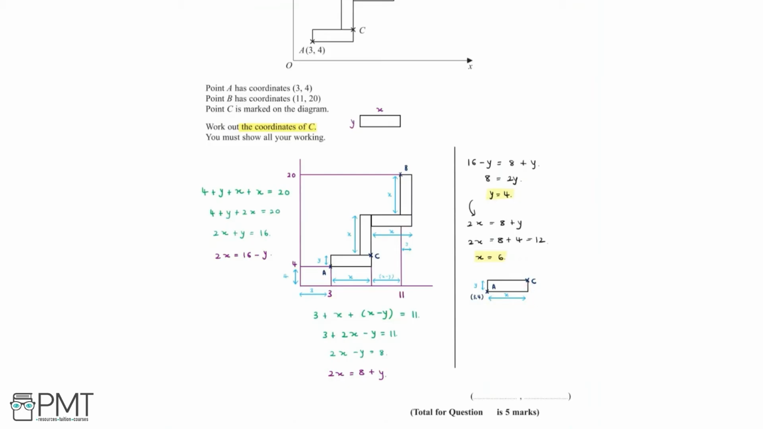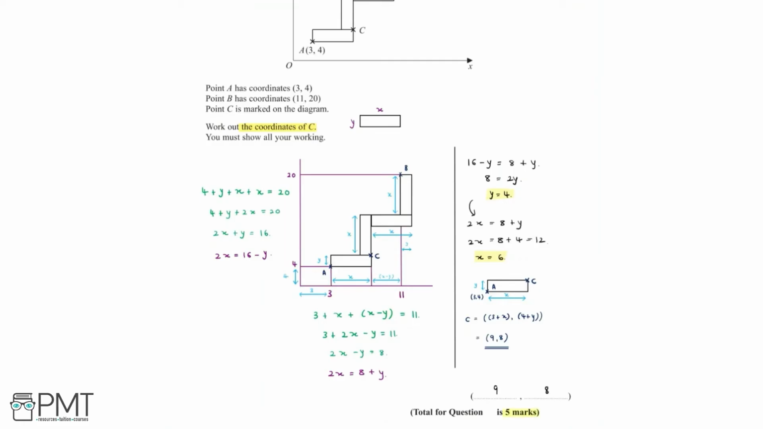Now we know that the value of x is equal to 6, and the value of y is equal to 4. And so to find point C, we can use the coordinates of A. To move x to the right, we can add x to the x coordinate of 3, and to move y up, we can add y to the y coordinate of 4. And so you can see that the coordinates of point C would have an x coordinate of 3 plus x and a y coordinate of 4 plus y. 3 plus x is equal to 3 plus 6, which is equal to 9, and 4 plus y is 4 plus 4, which is equal to 8. And so we've found that the coordinates of point C are 9, 8.